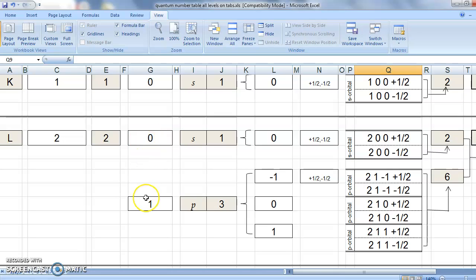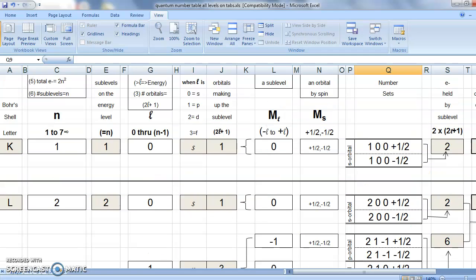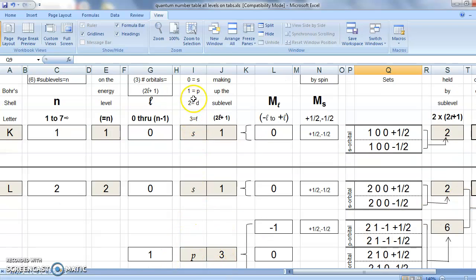What are they? The 0 and the 1. Where do I get the second number of 0 and 1? The second number can always be a 0, and you take the first number minus 1. 2 minus 1 is 1. So when the second number is a 0, we're always in the S. When the second number is a 1, we're in the P.